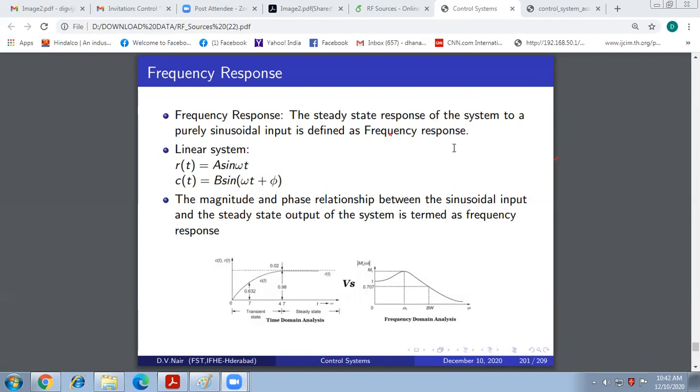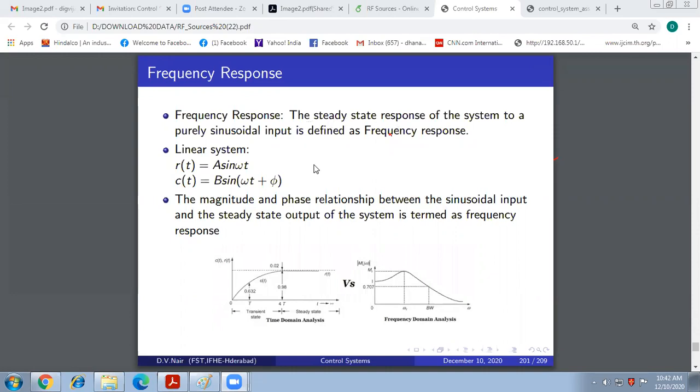Frequency response. As the frequency of the input is changed from omega equal to 0 to omega equal to infinity, how the changes occur in the steady state of the system response will help us plot these two quantities and determine the frequency response for the system in hand.